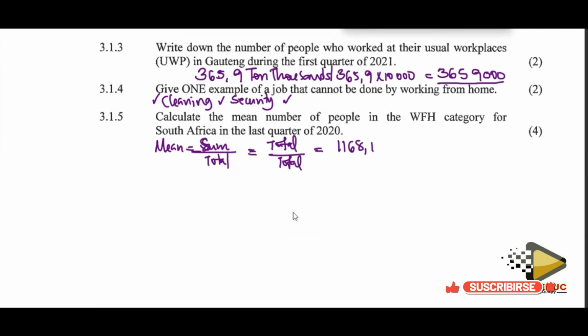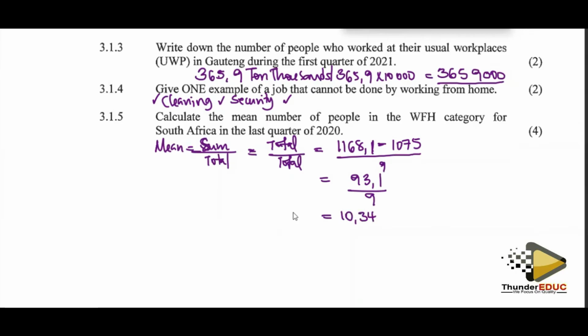I will look for the total and I say 1168.1 minus 1, divided by 9. The answer became 10.33. You may leave it like that.